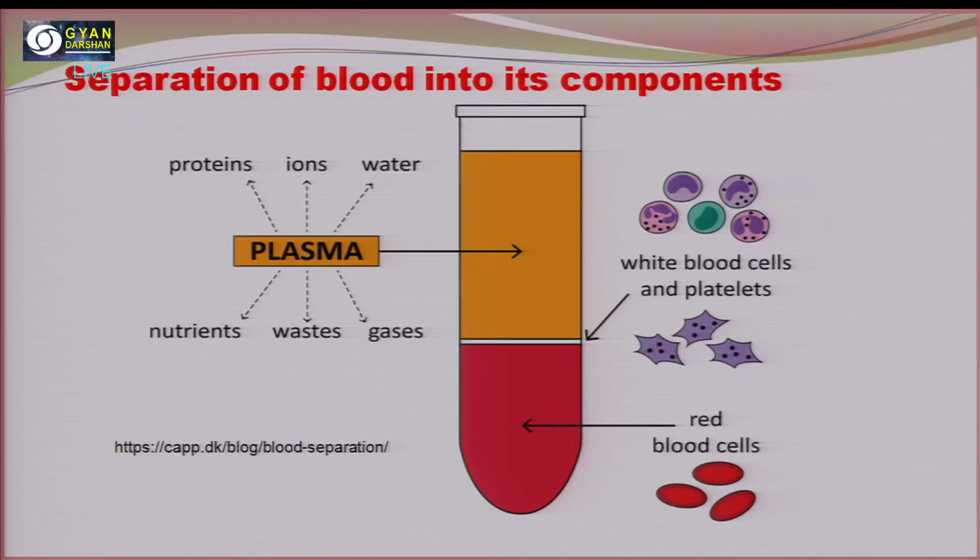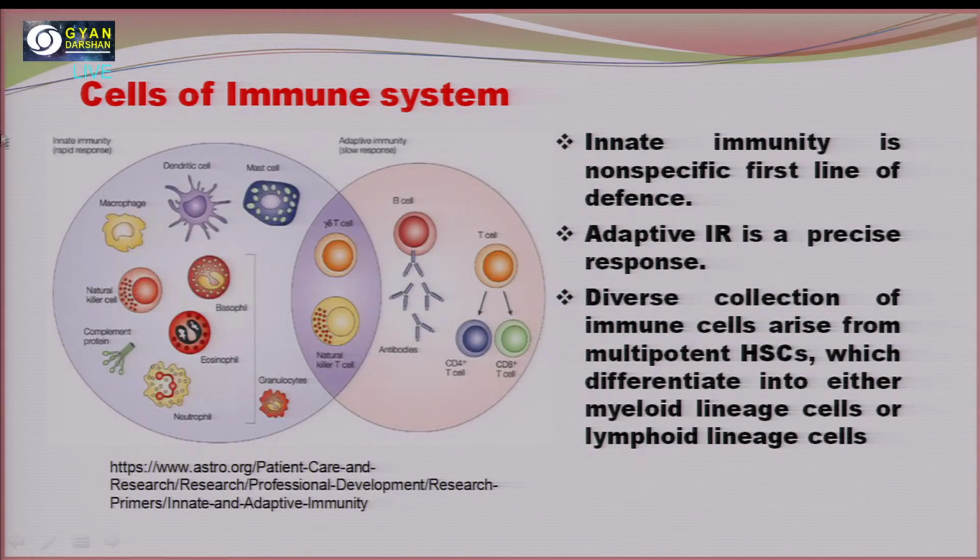Another thing I want to discuss is the separation of the blood into its components. Here are the plasma cells. They contain proteins, ions, water, nutrients, waste, and gases. If you centrifuge the blood, you will get three layers. Here is the buffy coat, containing white blood cells and platelets. Here are the RBCs. The cells of the immune system, I have already discussed, are involved in innate immunity, the non-specific first line of defense.